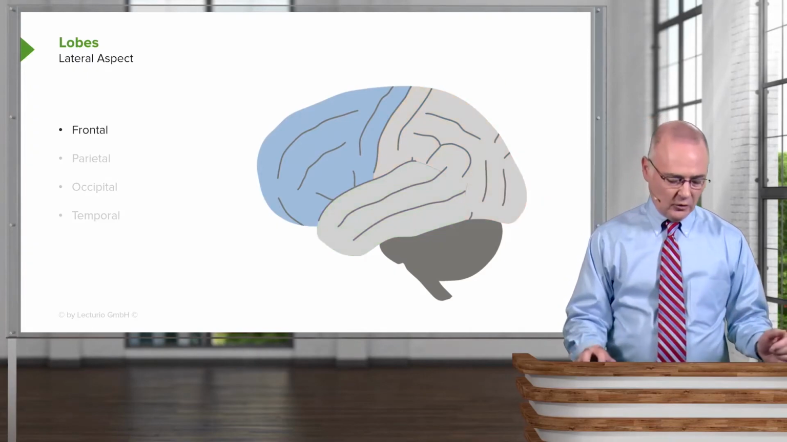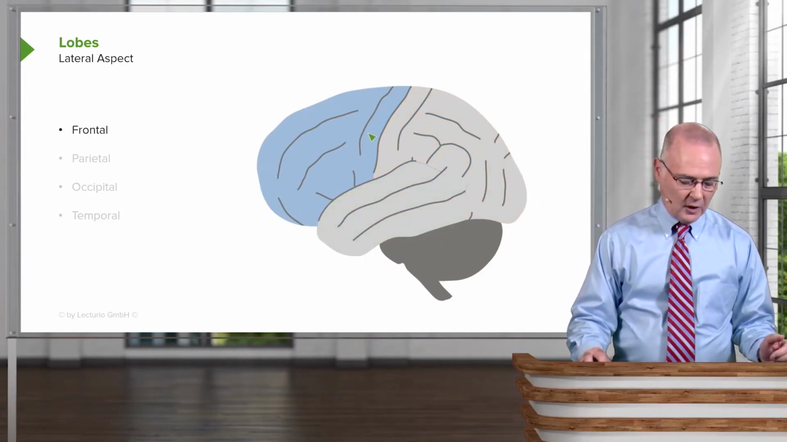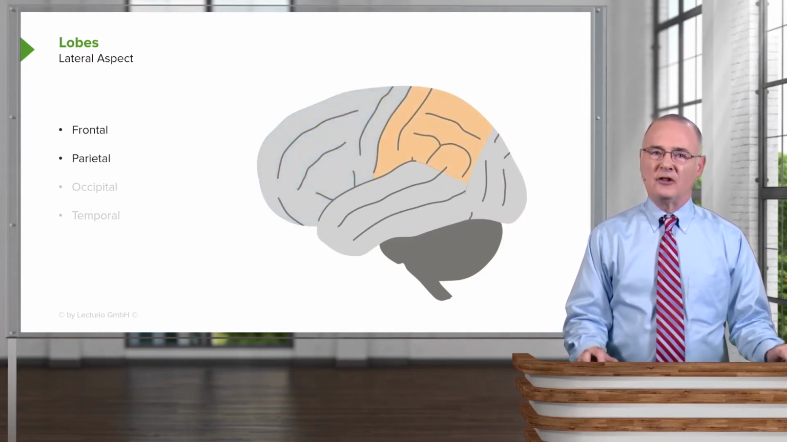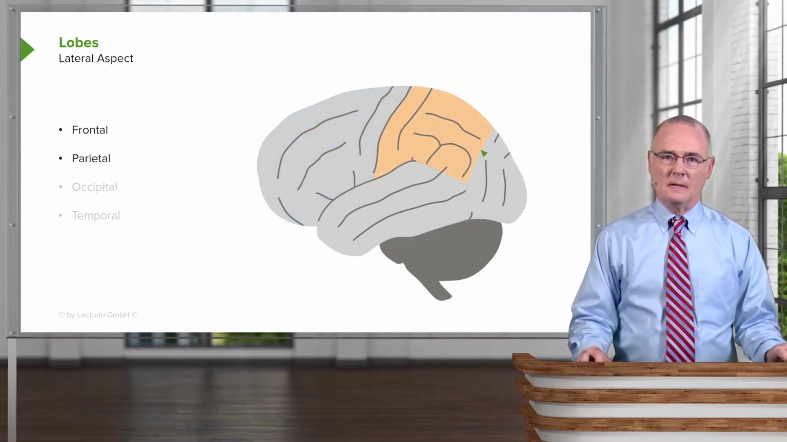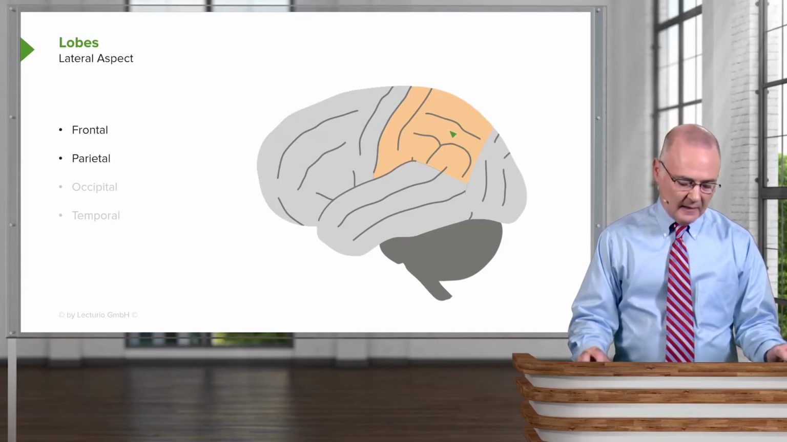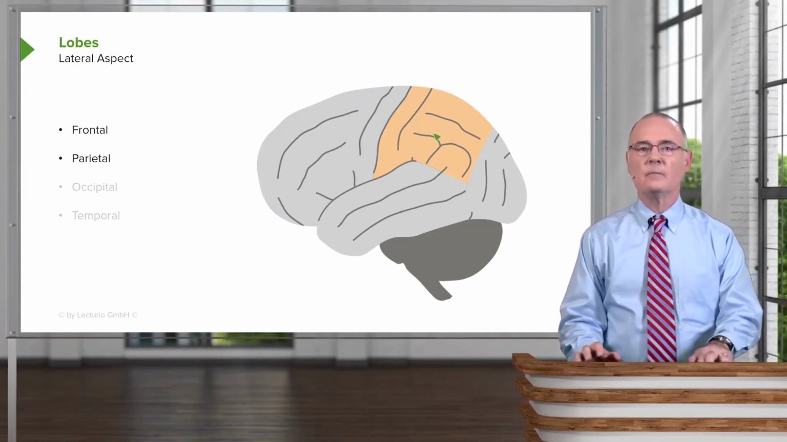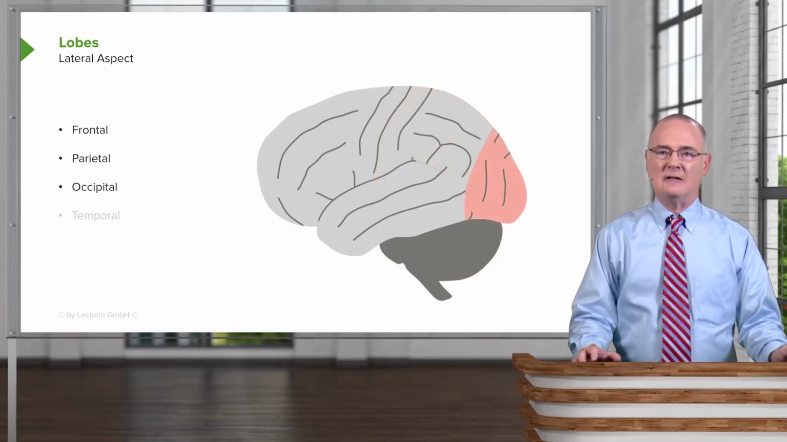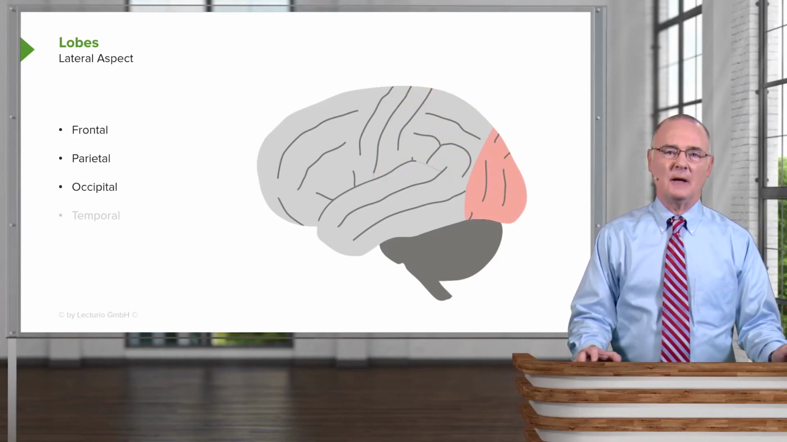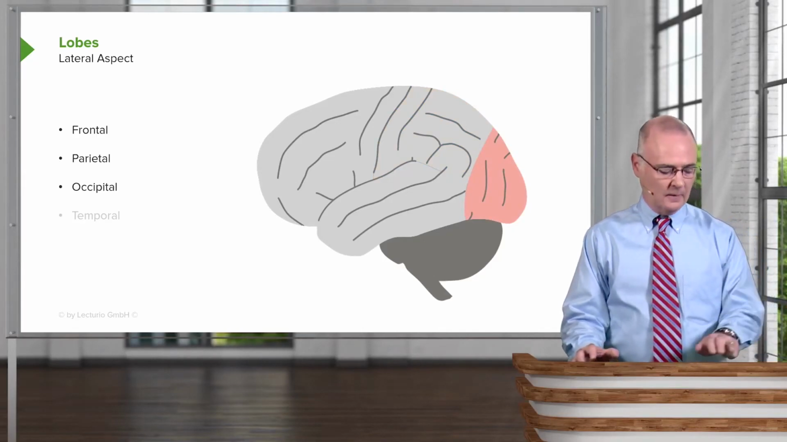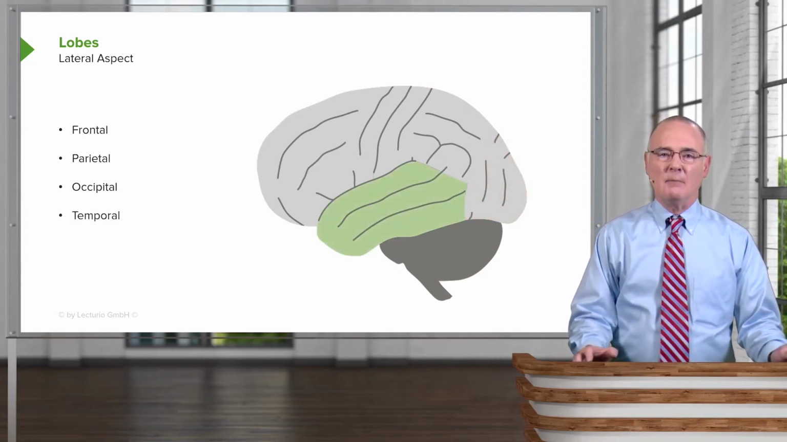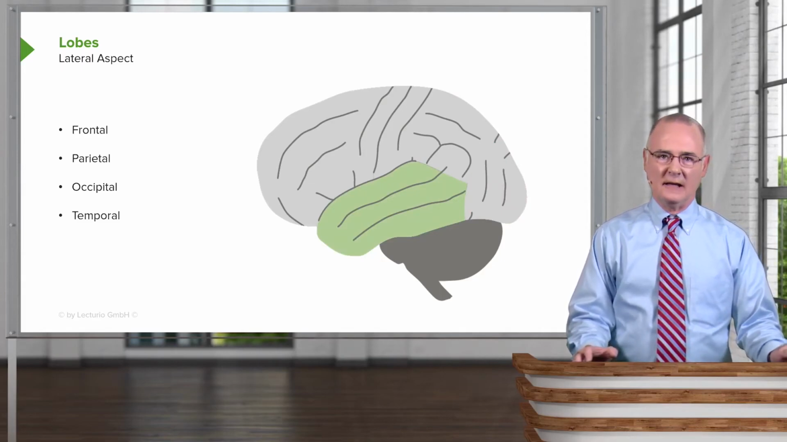First, we see in blue the frontal lobe. Located posterior to the frontal lobe and highlighted is the parietal lobe. Then we see the occipital lobe highlighted in the red color on the posterior aspect of the cerebral cortex. And then lastly, in light green, the temporal lobe is identified.